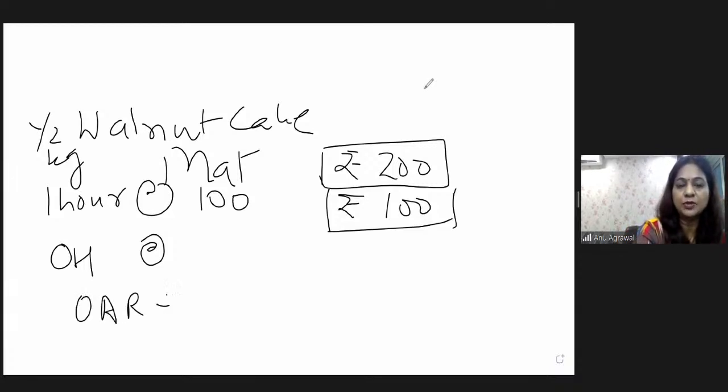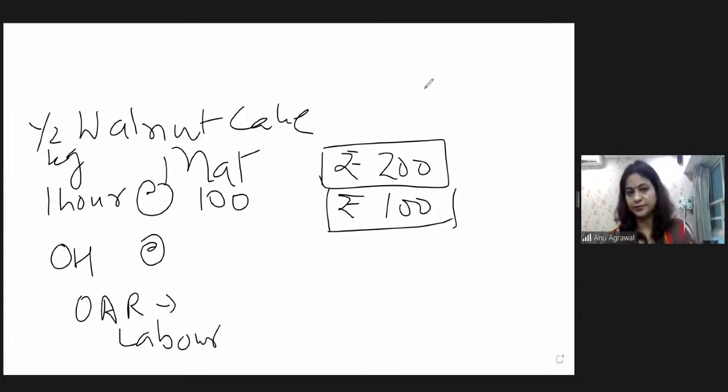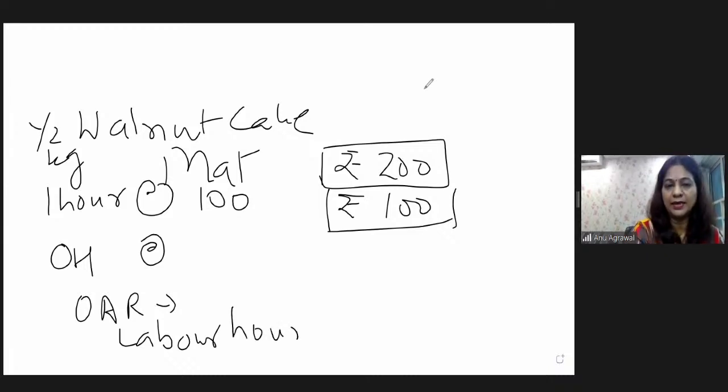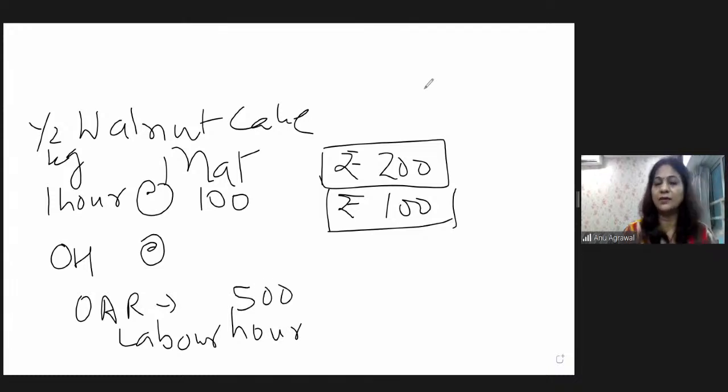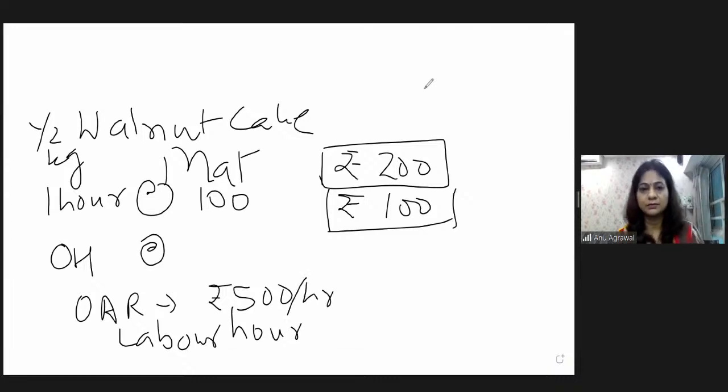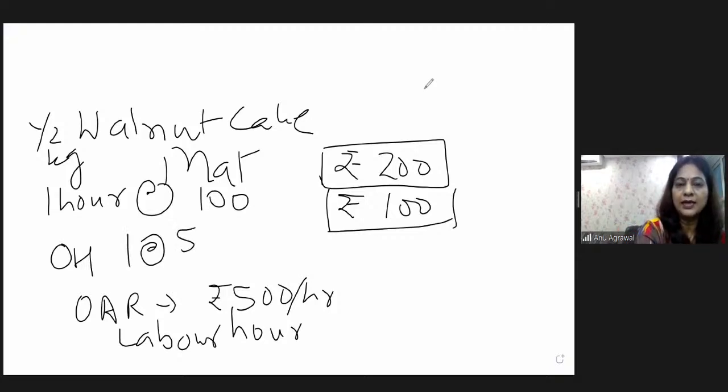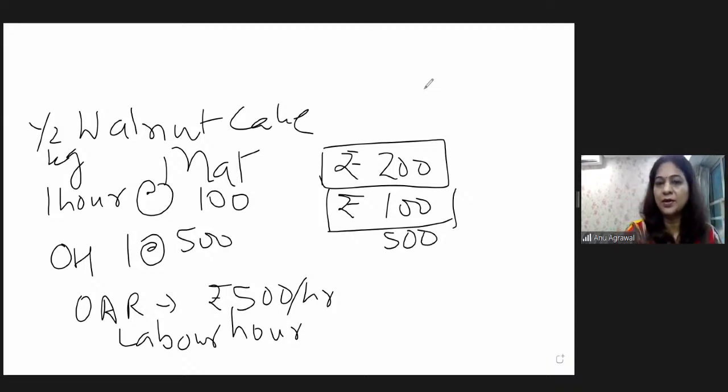And you people have learned how to calculate overhead absorption rate, OAR. I calculated my overhead absorption rate on the basis of labor hours because my organization is labor intensive. I calculated that the rate is 500 per hour, right? So if it requires 1 hour of labor and the rate is 500, how much overhead do I absorb? 500. So now what is the total cost of this walnut cake? 600, 700, 800.